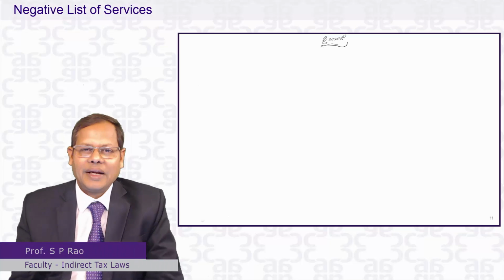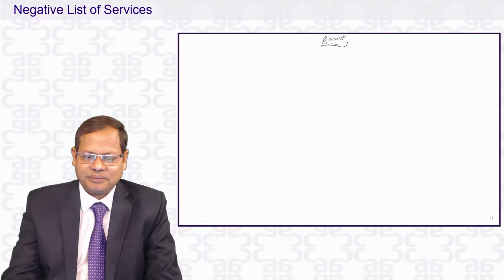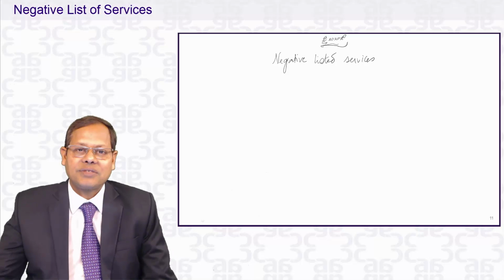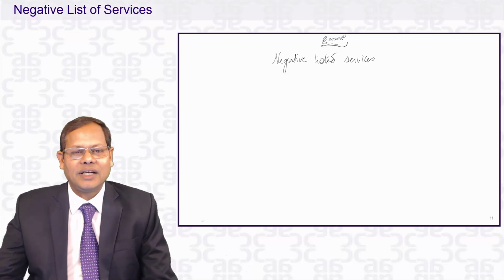Welcome to negative listed services. Previously we were discussing the services relating to government, and we also know that there are 16 services in the negative list, and we also know how to mug up, how to learn. By now, we have already done it.